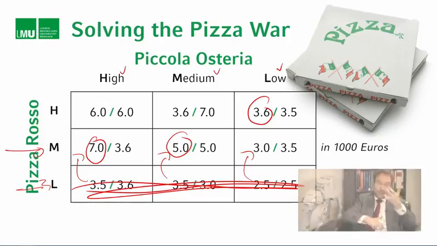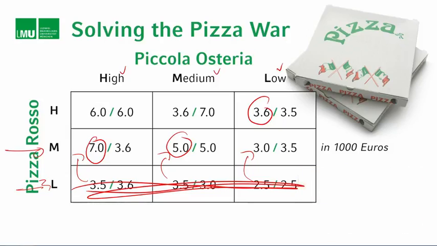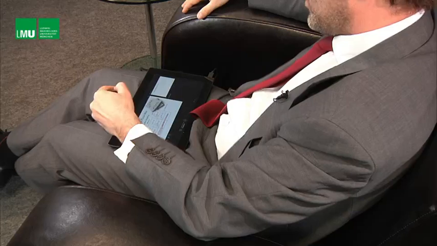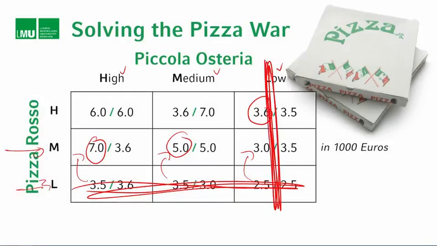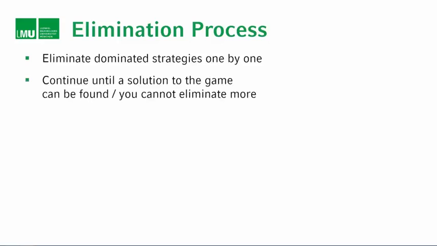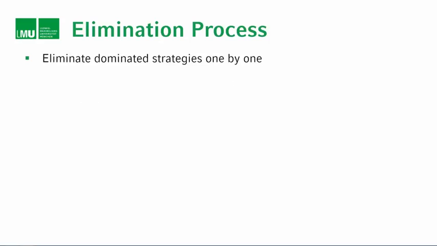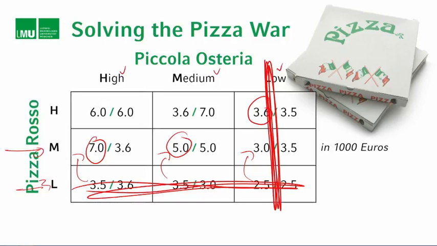There's never going to be a low price set by Pizza Rosso. We can do it exactly the other way around, and given this is a symmetric problem, we'll find that also for Piccolo Osteria, charging a low price is never going to be a viable strategy. Okay, so we eliminate these dominated strategies. We can eliminate them one by one, and we will continue with that until we can find a solution to the game, or you just can't eliminate more. And let's go back to the game here.